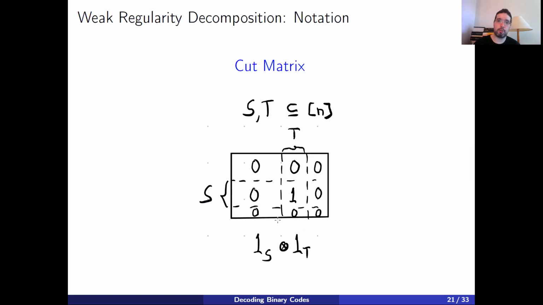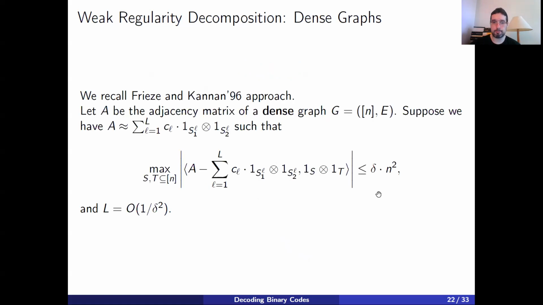Okay, so we need to introduce a bit of notation, and this is going to be a cut matrix. So the picture is very bad, so I think that it might be easy to remember the notation after this bad picture. So we have two sets, S and T. And we can look at the tensor product of the indicators of S and T, and this is going to give us some rectangle, right? A rectangle of ones, and everything else is going to be zero. So that's a cut matrix.